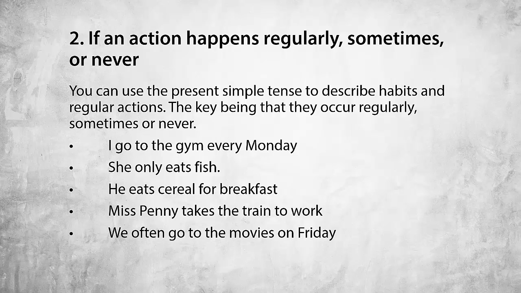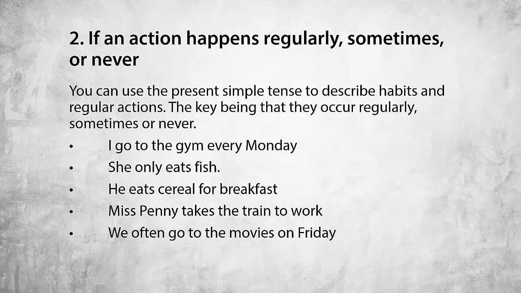Next, if an action happens regularly, sometimes, or never, you use the present simple. So you can use the present simple tense to describe habits or regular actions. The key being that these occur regularly, sometimes, or never. Like, I go to the gym every Monday. This is a habit. She only eats fish.